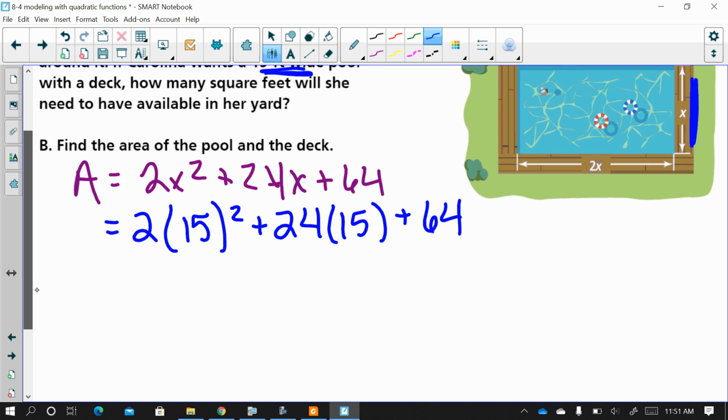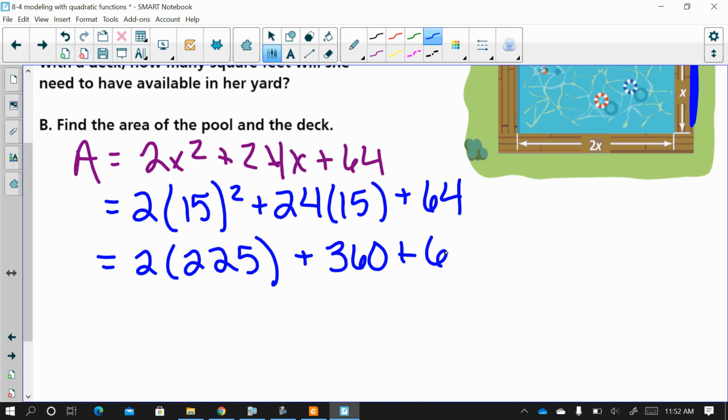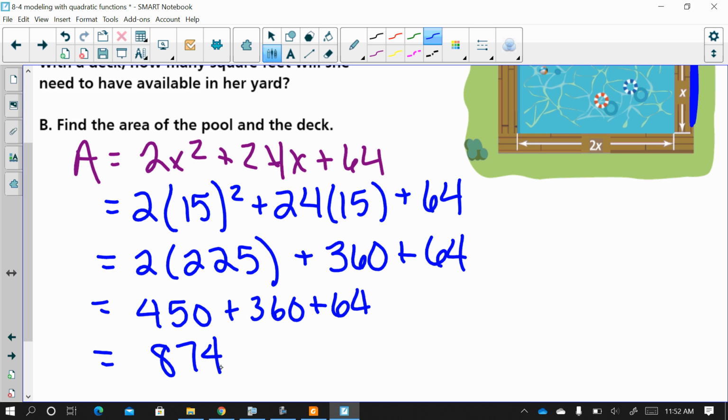Okay, so I hope you have your calculators handy. Okay, exponents, so I get 2 times 225. 24 times 15 is equal to 360. Okay, 2 times 225 is 450. 360 plus 64. Okay, so 450 plus 360 plus 64 gives me a grand total of 874. So my area is 874 square feet.